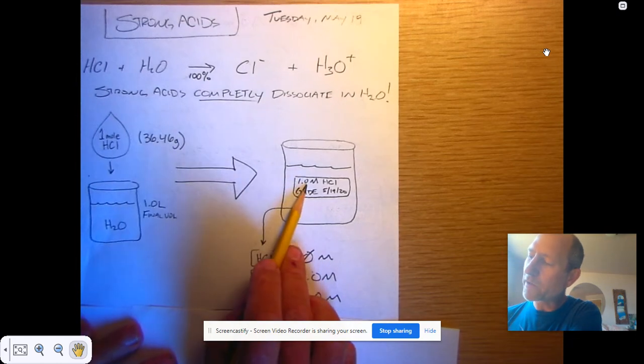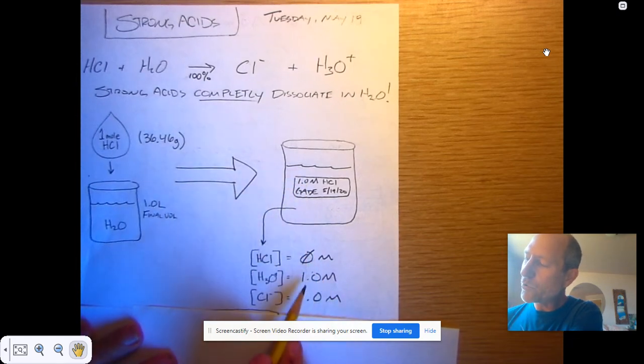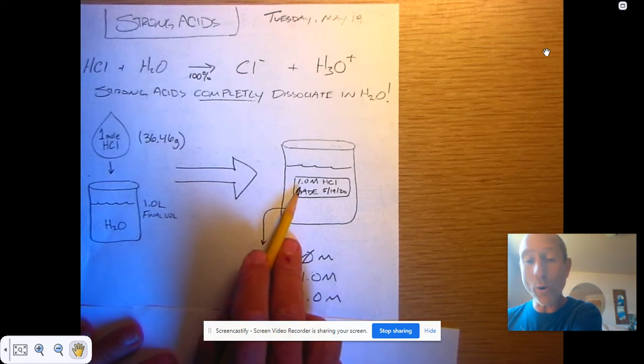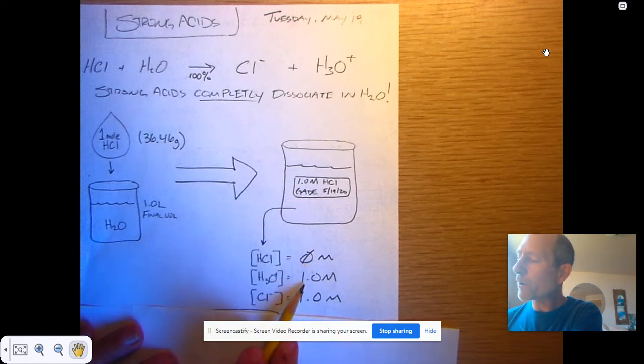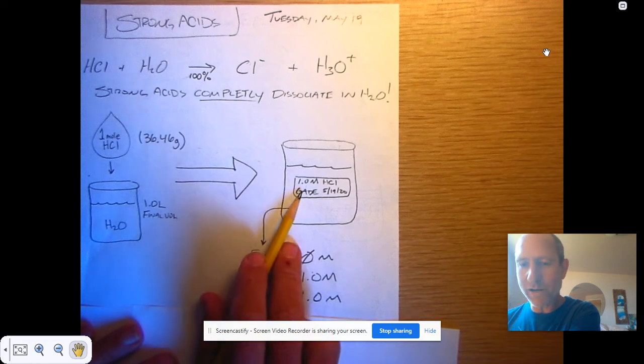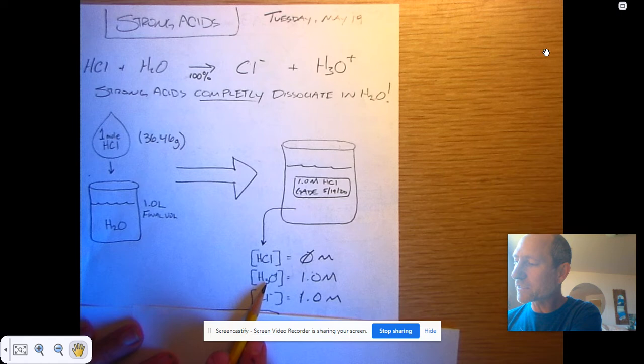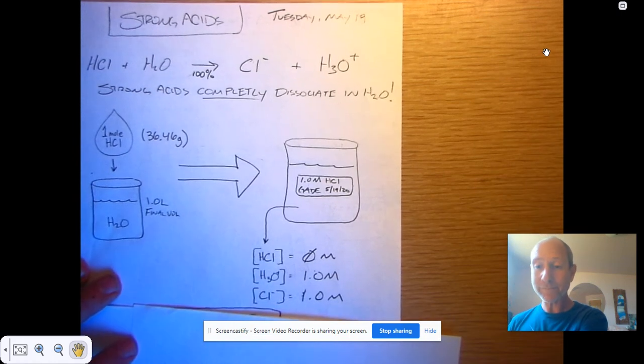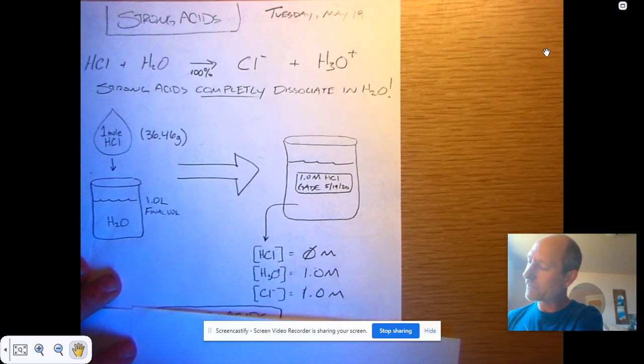In 1 molar hydrochloric acid, you actually have 1 molar hydronium and 1 molar chloride. If you had 0.5 molar hydrochloric acid, you would have 0.5 molar hydronium and 0.5 molar chloride. If you had 6 molar hydrochloric acid, you'd have 6 molar hydronium and 6 molar chloride. Does that make sense? Because it completely dissociates.